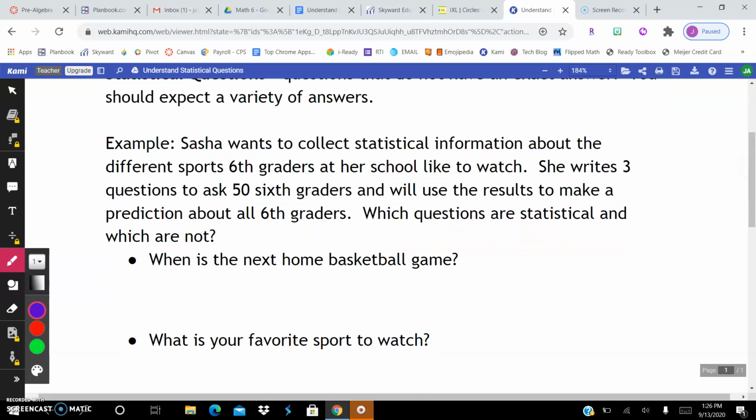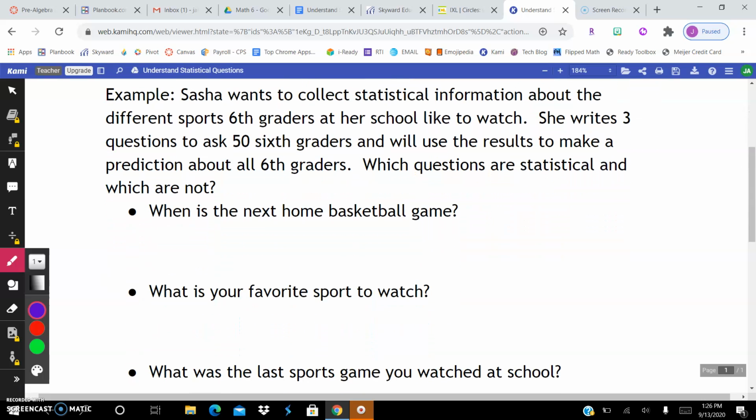So, for my example here, it says, Sasha wants to collect statistical information about different sports sixth graders at her school like to watch. She writes 3 questions to ask 50 sixth graders and will use the results to make a prediction about all sixth graders. Which questions are statistical and which are not?